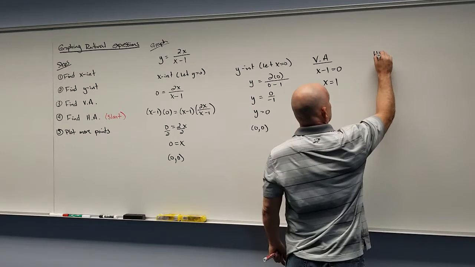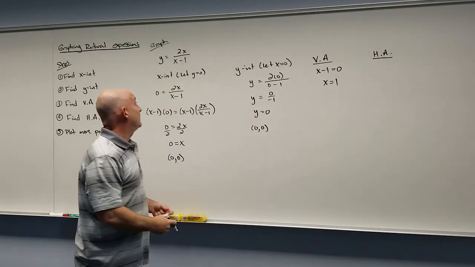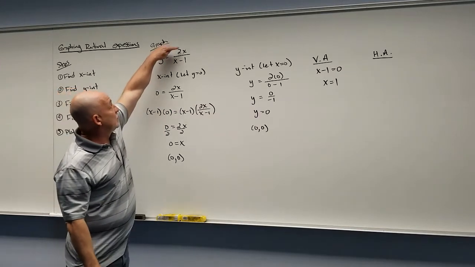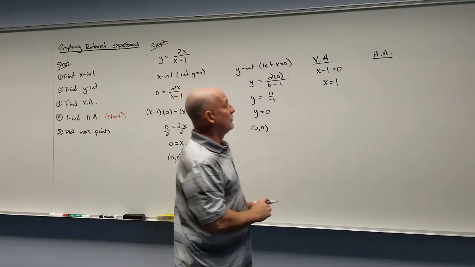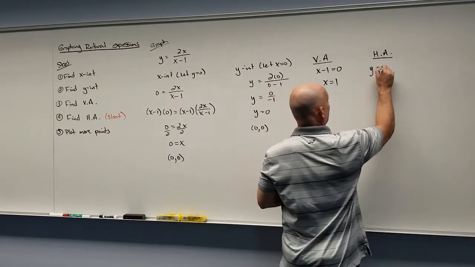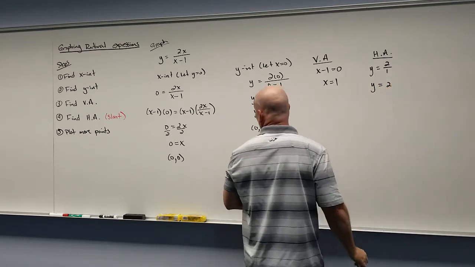The last thing we want to check for is a horizontal asymptote. Now remember, this is just a set of rules that we had to remember. Now in this case, notice the degree of the top is 1, the degree of the bottom is 1. So the equation for our horizontal asymptote is the ratio of those coefficients. So we get the line y equals 2.